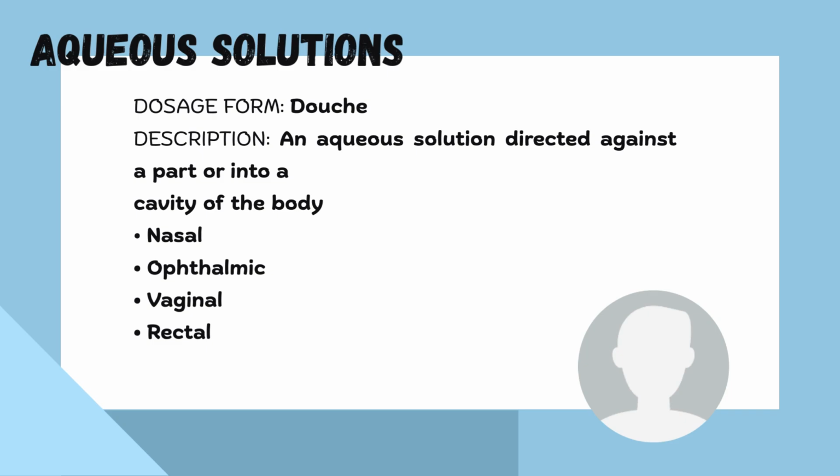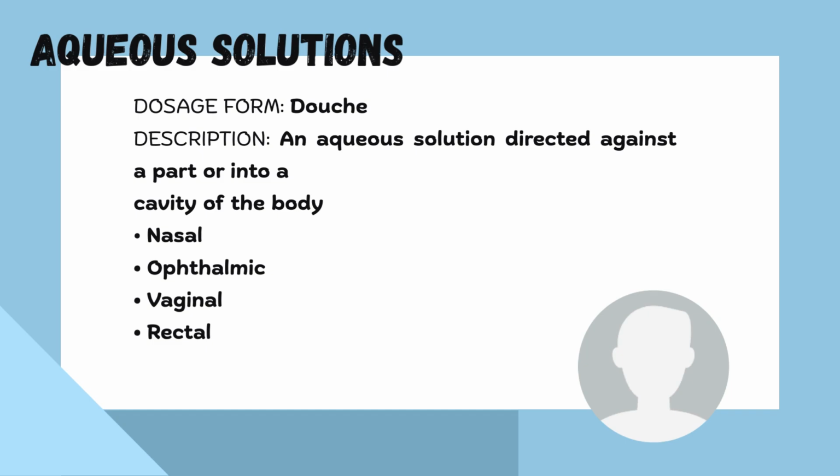Types of douche, depending on the area of the body where it is used. We have several types, like first, nasal douche, used to clean or irrigate the nasal passages. Example, normal saline nasal wash. Again, normal saline nasal wash helps relieve nasal congestion or remove mucus. And then we also have ophthalmic douche. It is used to wash or irrigate the eyes. It must be sterile and isotonic to prevent irritation. Okay, eye wash solution like boric acid solution. Okay, board exam question na siya. Eye wash solution, again, boric acid solution.